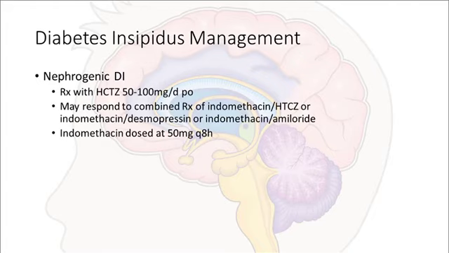Nephrogenic diabetes insipidus is usually as a result of a cause from the kidney itself, right? And therefore you'll treat with 50 to 100 milligrams per day of hydrochlorothiazide, right? And these patients may respond to a combination of indomethacin and hydrochlorothiazide, or indomethacin and desmopressin, or indomethacin and amiloride. Indomethacin should be dosed at 50 milligrams every 8 hourly.